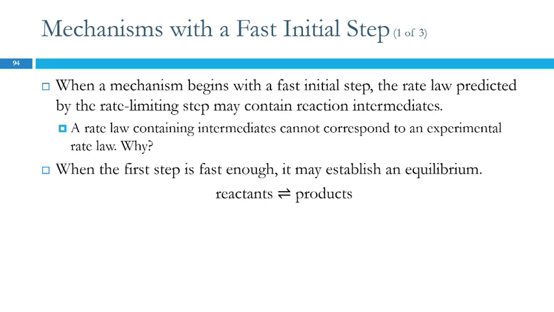The first step will often produce reaction intermediates. And because those are intermediates and we don't know anything about their concentration, they cannot be part of an actual rate law.